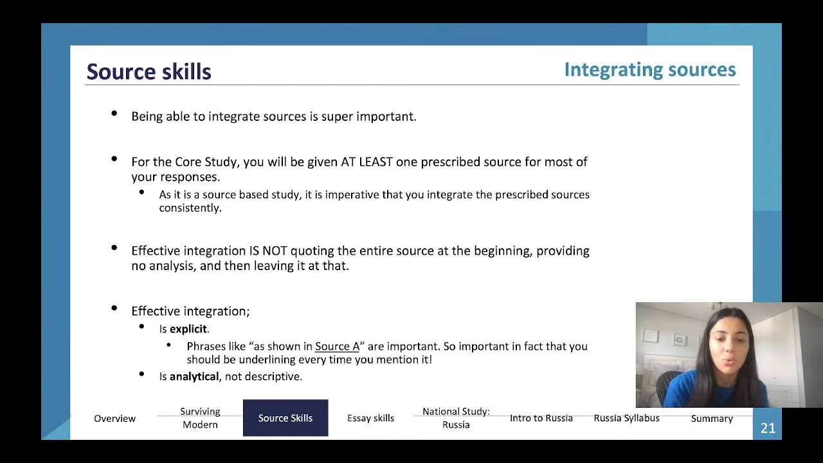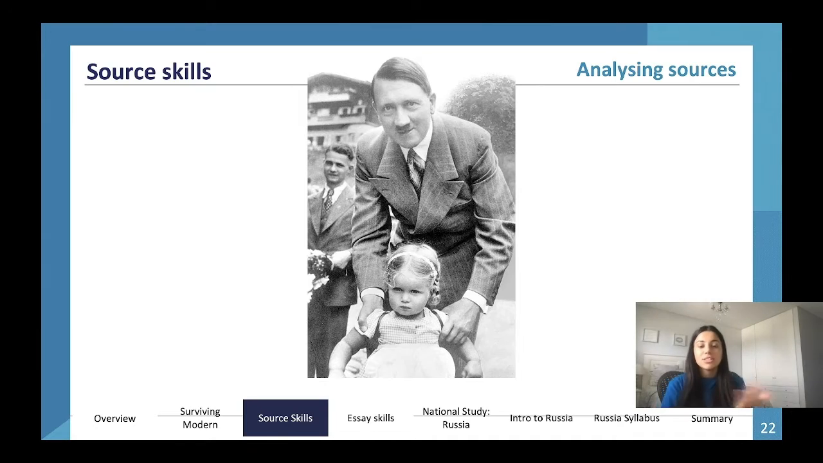Effective integration is not quoting the entire source and then not providing any analysis and leaving it at that. Effective integration is explicit. So, as shown in source A, we're putting on our modern hats, and we're going to be that modern student. Or, source A depicts, and it's very analytical. It's not descriptive. So we're going to look at some of those skills. So let's look at this one, guys.